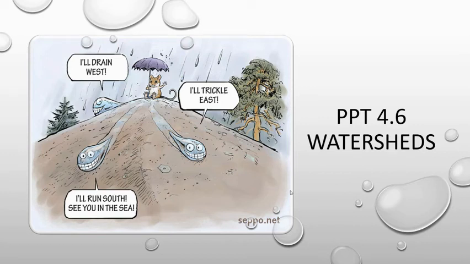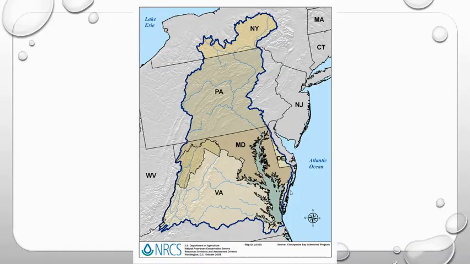This is Unit 4.6, Watersheds. You might have heard of the Chesapeake Bay watershed, since that's the watershed that we live in. And Chesapeake Bay is one of the most important ecological areas in the U.S.